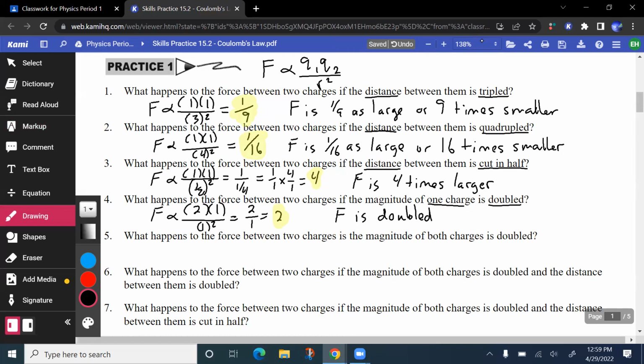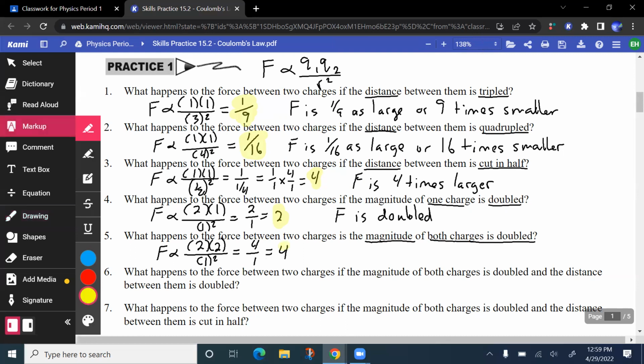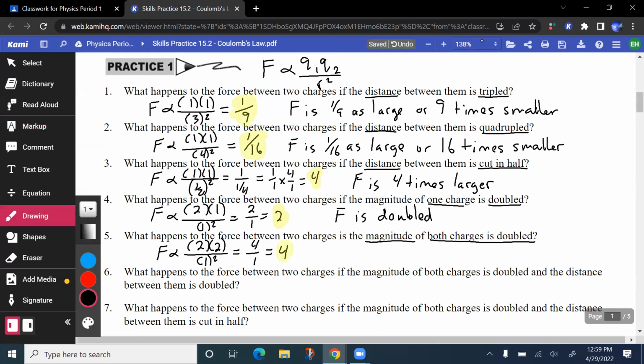Number 5, what happens to the force between two charges if the magnitude of both charges is doubled? Okay, so now I'm going to replace both charges with a 2. The distance has not changed, so we'll replace R with a 1. And 2 times 2 is 4 over 1, which is 4. Which means the force is quadrupled. Or you could say the force is 4 times bigger.